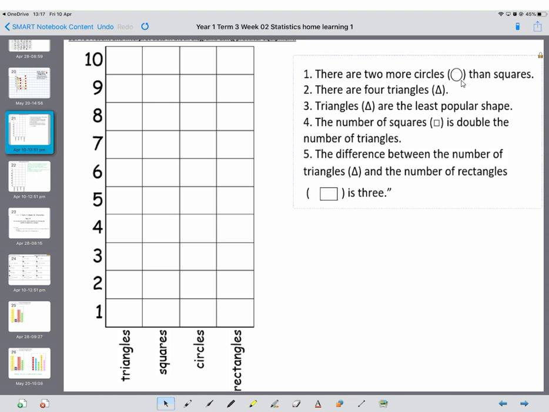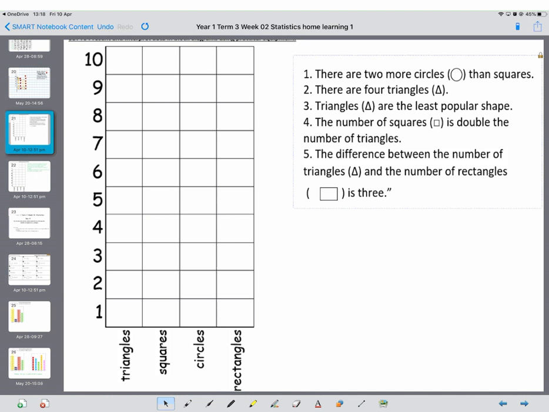There are 2 more circles than squares. So do we know how many circles there are? Probably not. There are 4 triangles. So do we know that? Probably we do. The triangles is the least popular shape, so we now know some information there. The number of squares is double the number of triangles. Well, if we know triangles, we'd be able to work out squares. And the difference between the number of triangles and the number of rectangles is 3. So that's the information you've got to play with.